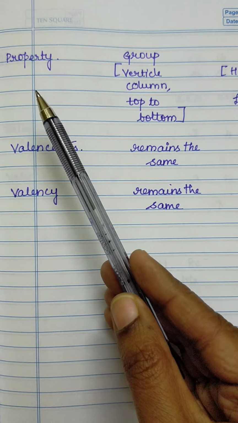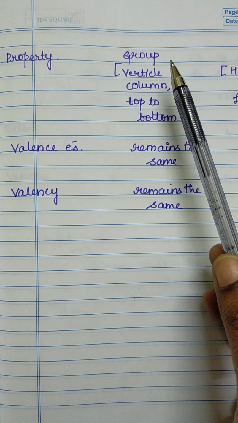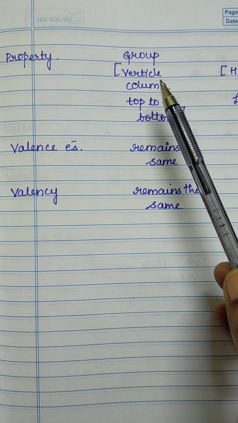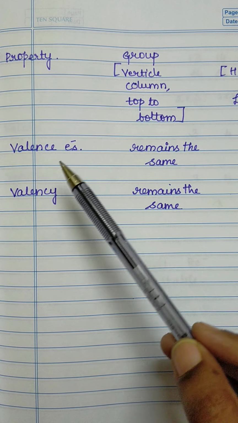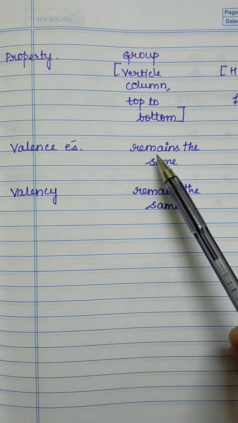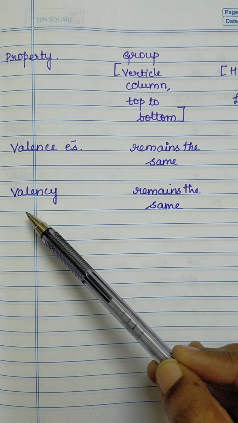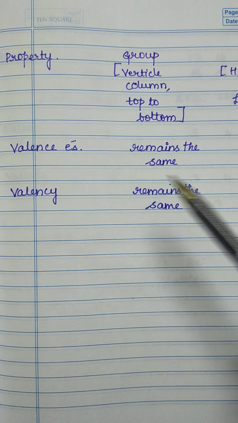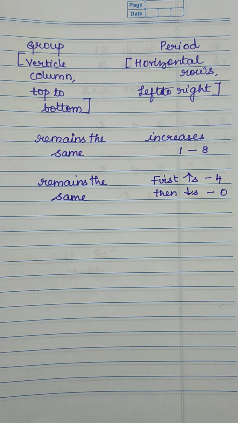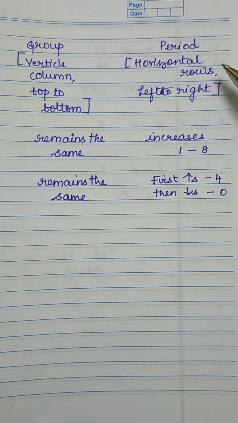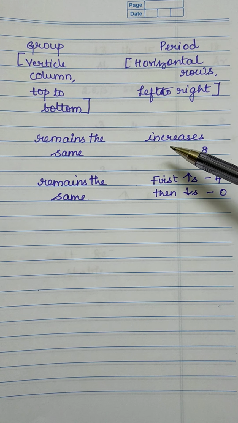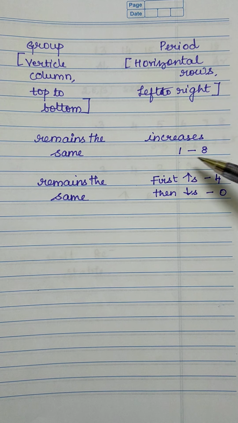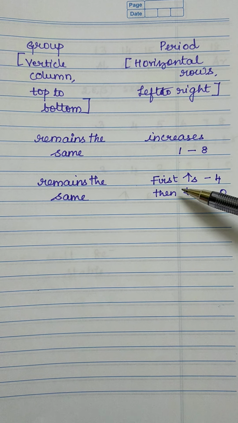If you check the property that is changing in the group, it can also be specified as the vertical column, and they will also mention it as top to bottom, how the property changes. The first one is valence electron. Valence electron remains the same and the valency also remains the same. Now the period is also called the horizontal row, or how the property changes from left to right. The first one is valence electron. It increases from 1 to 8, and the valency first increases to 4, then it decreases to 0.